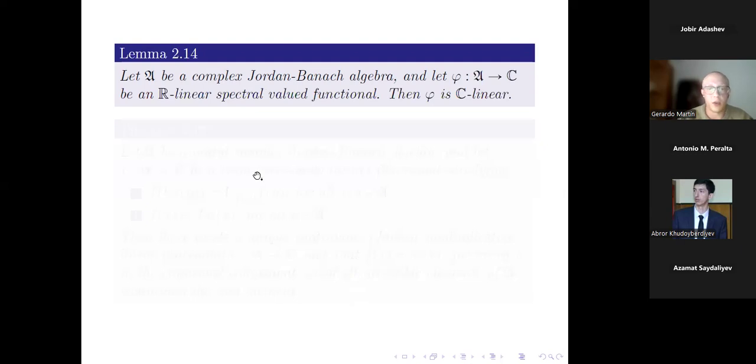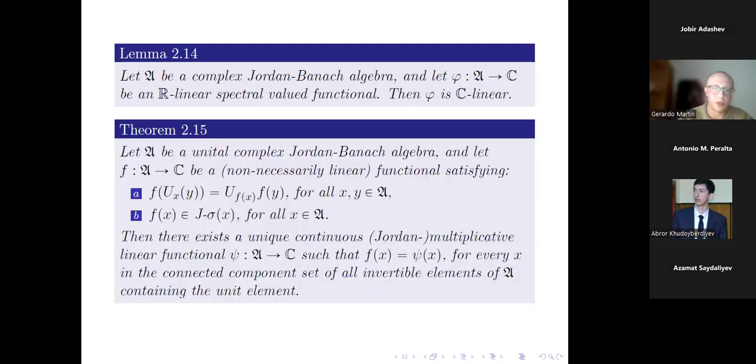And this is the following one: when we have a complex Jordan Banach algebra and phi an R-linear spectral valued functional, then phi is linear. Using this lemma, we obtain the main result of this part, which is the following.